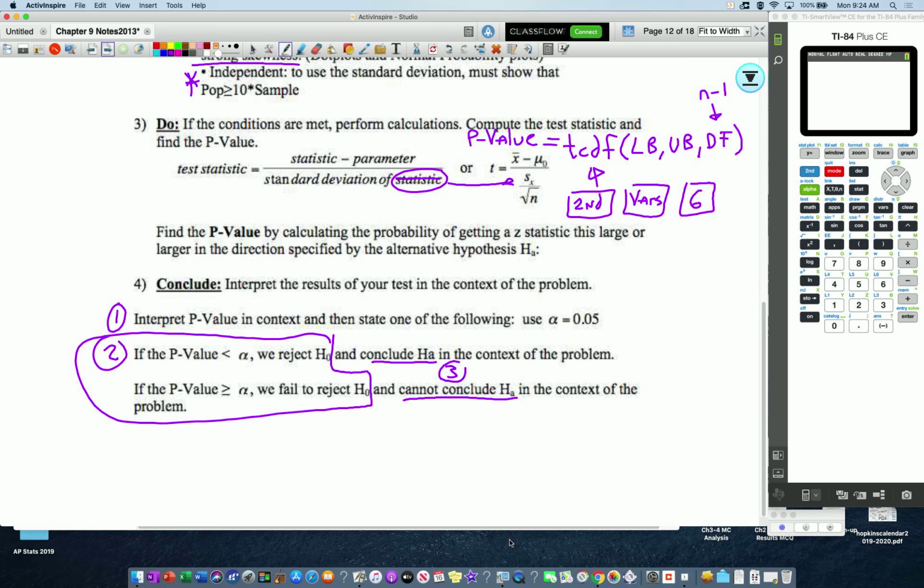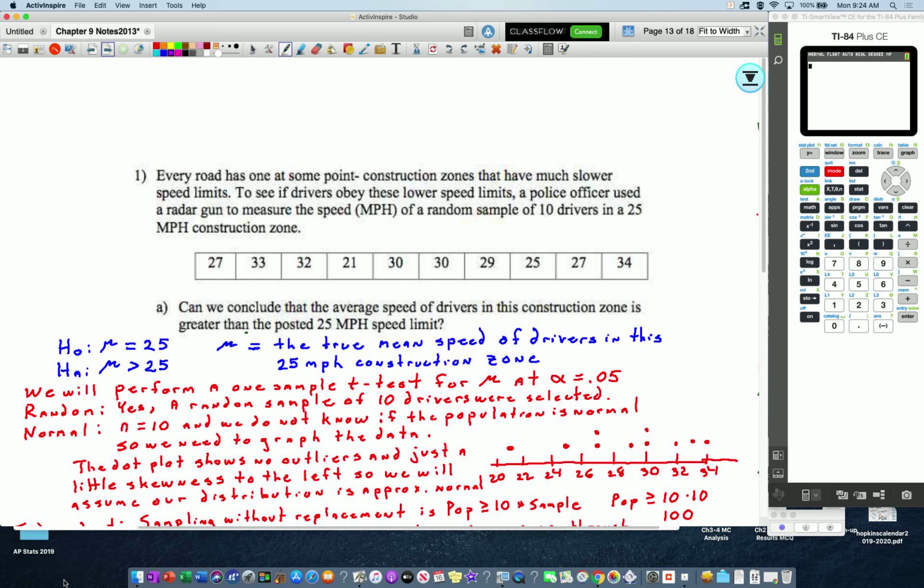All right, so again, just like in 9.2, I have a bunch of examples that I'm going to run through. Feel free to pause the video anytime you need to get all the stuff down.